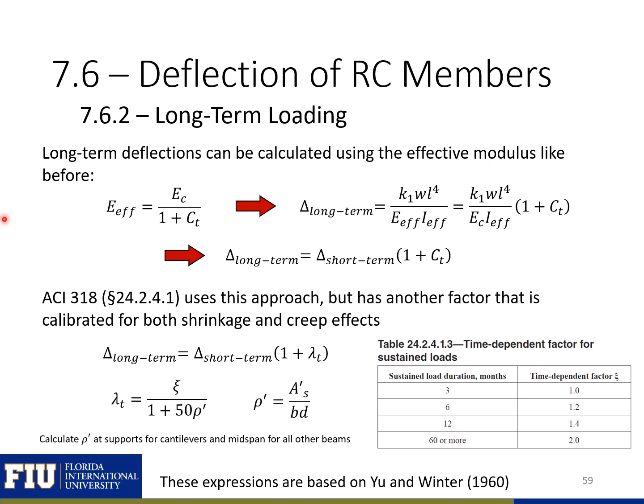If we calculate our creep coefficient, we can use this approach, but ACI allows us to use a simplified approach where we have this lambda t factor. And this lambda t factor amplifies our short-term deflections to take into account our long-term effects, and it allows a reduction based on the presence of compression steel. These expressions are based on work by Yu and Winter in the 60s.